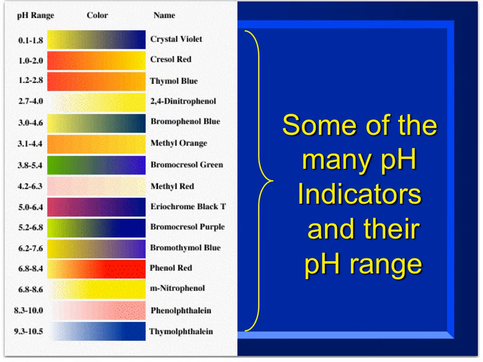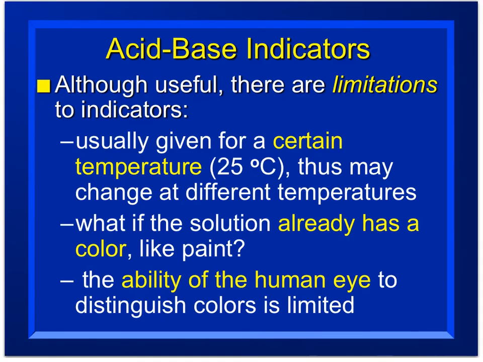Here is a list of indicators that might be used. The one that we're particularly going to be using in class is phenolphthalein down here. Later for AP Chem, you're going to need to know about methyl red, methyl orange, and then bromothymol blue, BTB, right here in the middle. But for right now, we're just worrying about this pink colored phenolphthalein.